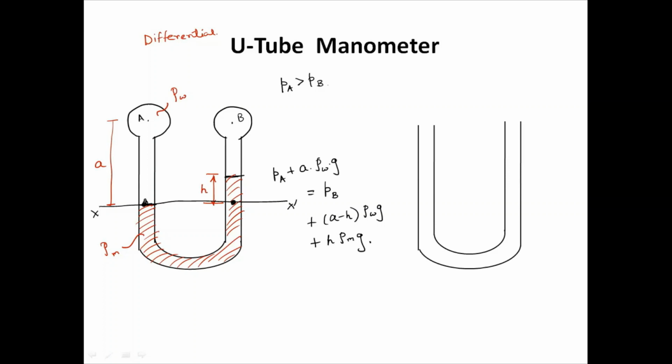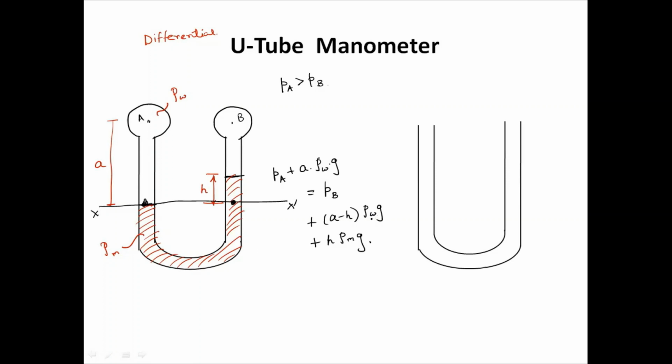We write down the manometric equation in this way, or you can write it down in a separate way also, but the sense is the same. You come from this point down up to here, and similarly on this side. Left limb you come from here to here, right limb also. So PA plus A rho W g on one side; on the other side, PB plus A minus H rho W g plus H into rho M g.